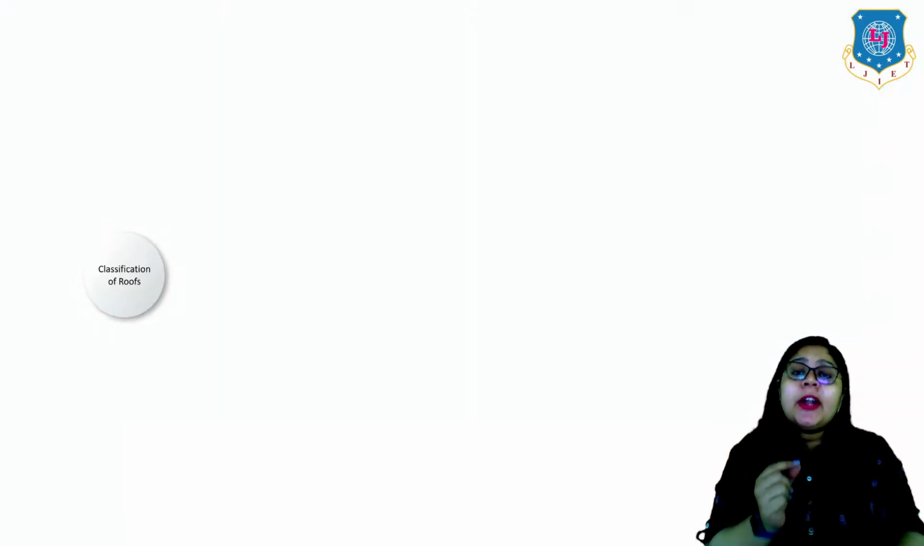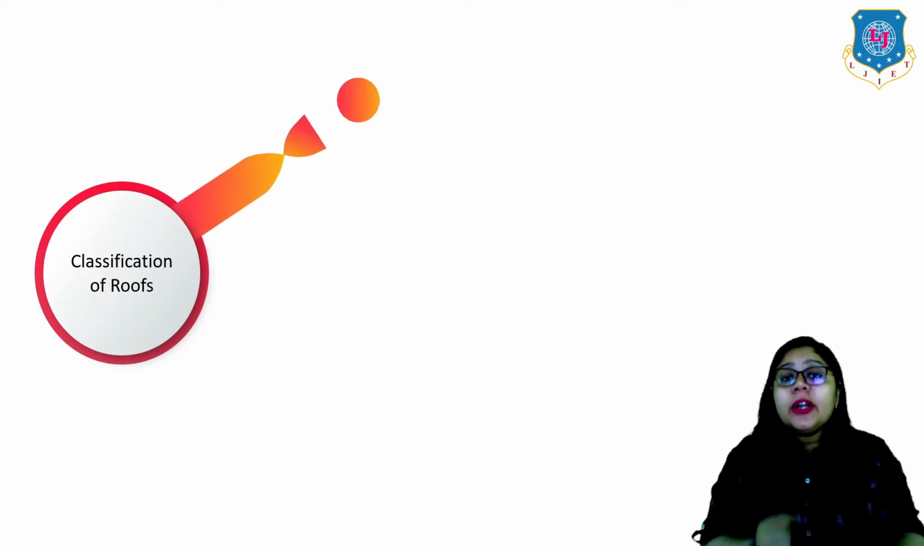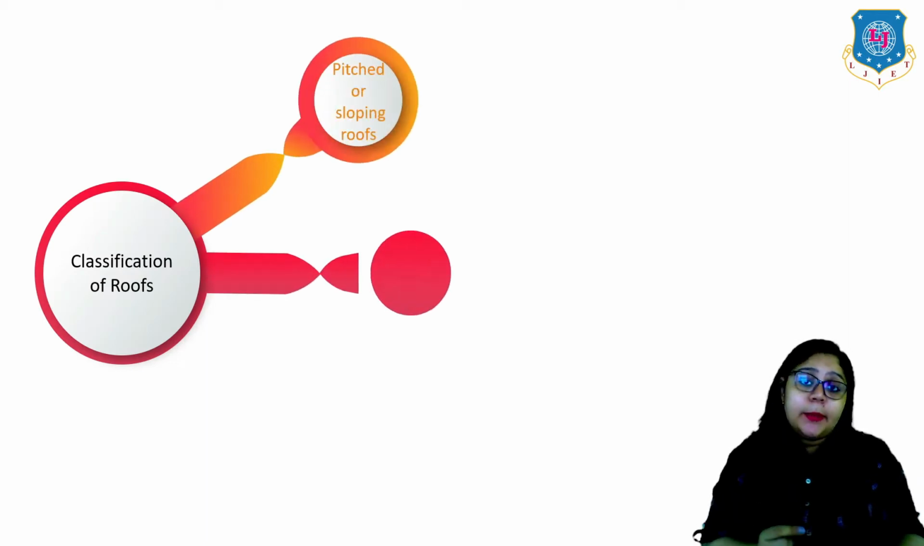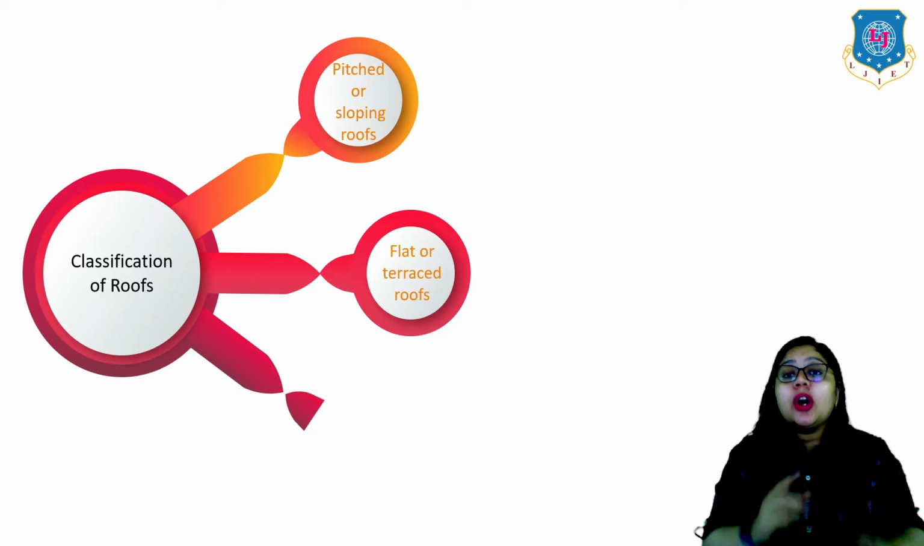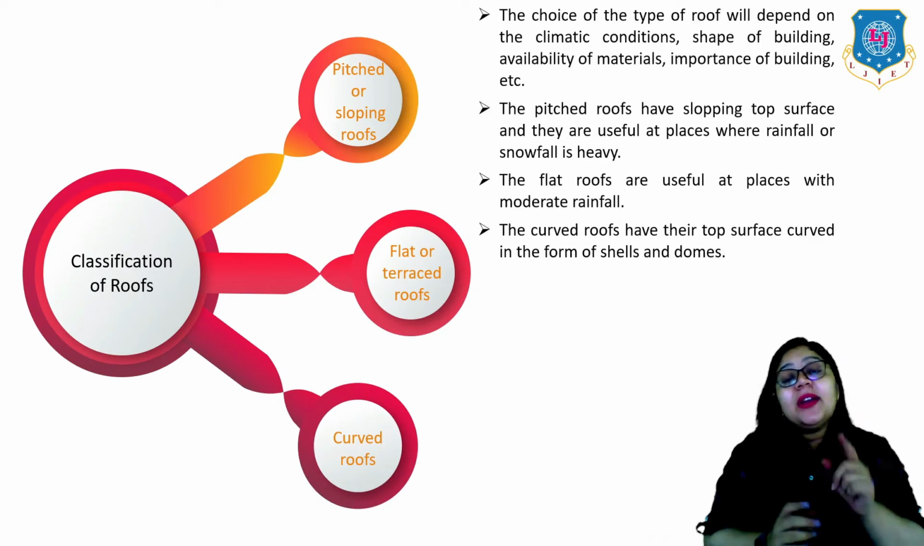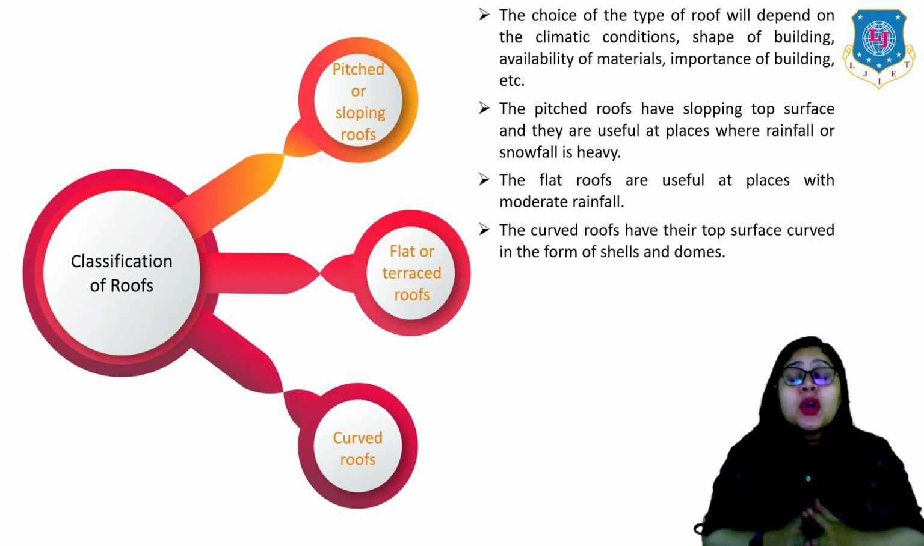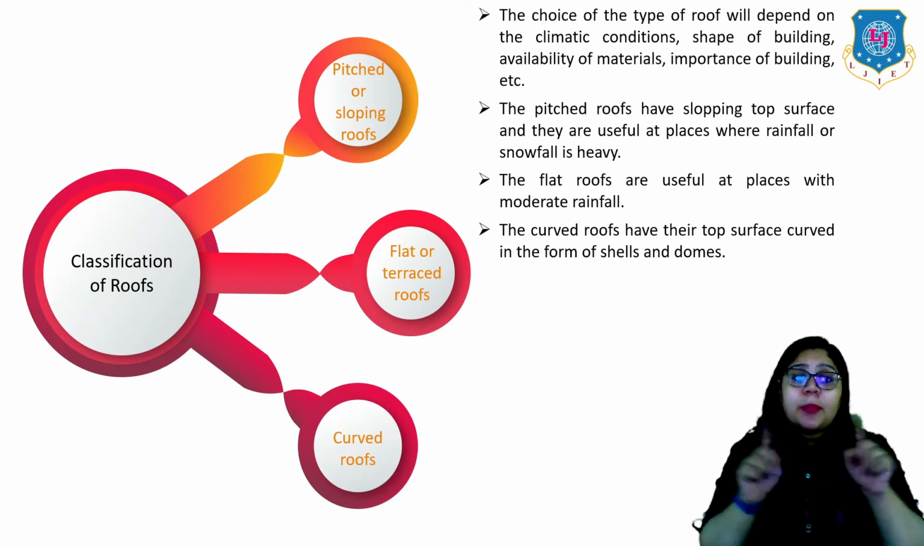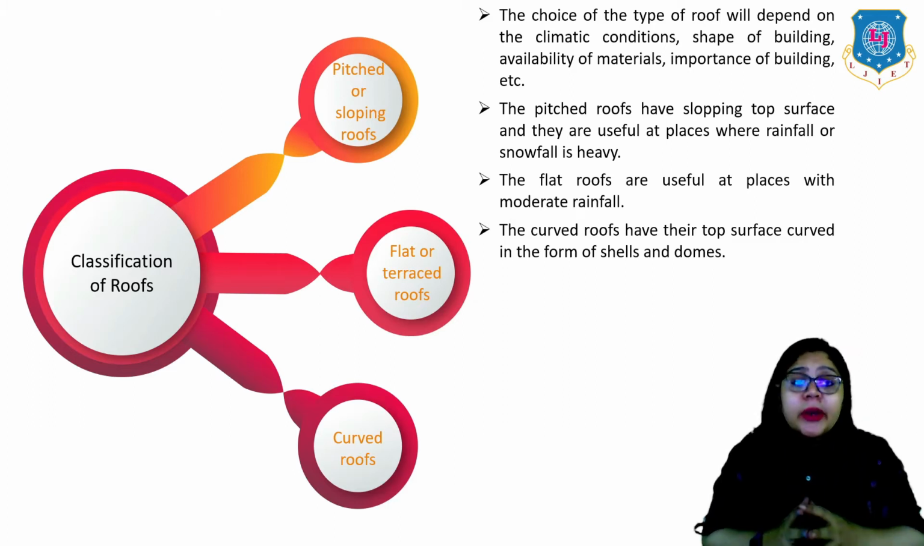So basically when I talk about the classification of roof, it can be classified into three types. First one is the pitch or sloping roof, second is a flat or terraced roof and lastly the curved roof, right? The choice of the type of roof will depend on the climatic condition, shape of the building, availability of material and importance of building.